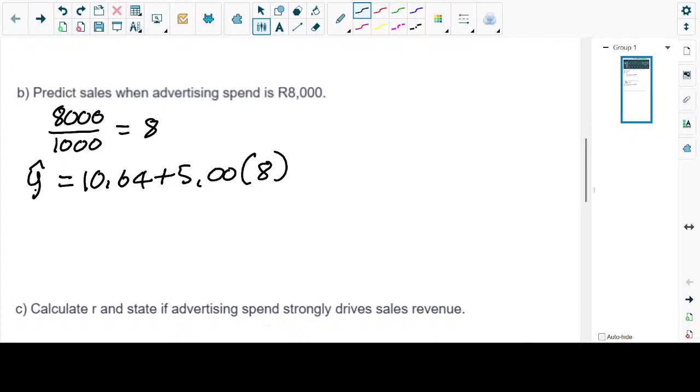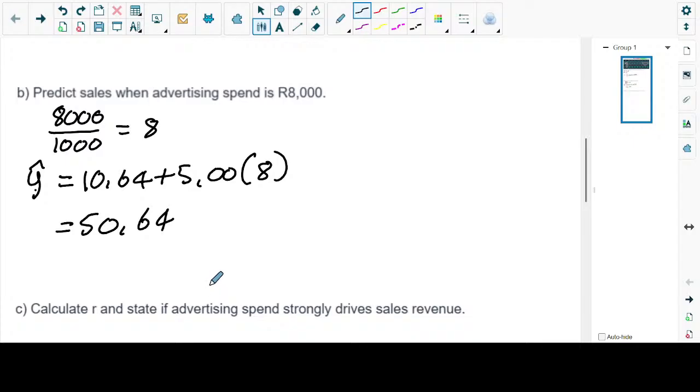So you're going to get 50,64. You can check it. I multiplied the 5 and the 8. If you say 5 multiplied by 8, it gives you 40. And then if you say 40 plus 10, it gives you 50. And then it's the 64. The memory of the calculator is very applicable. You can just double check your answer. Yes, it's the correct answer. It's 50,64.